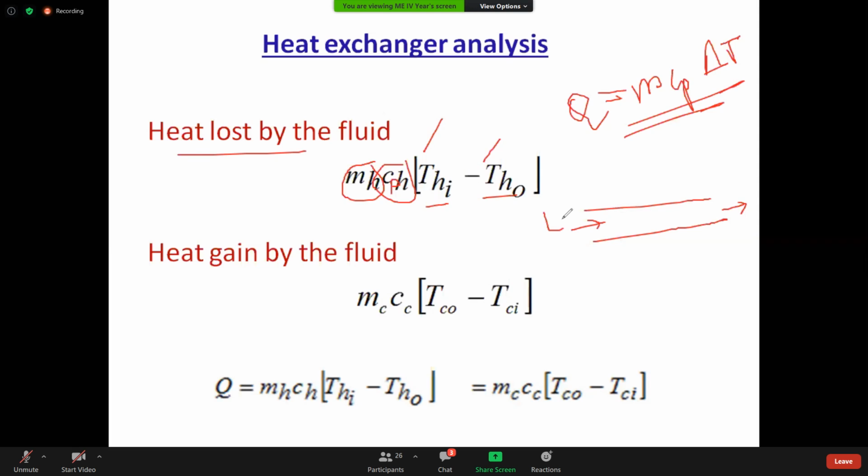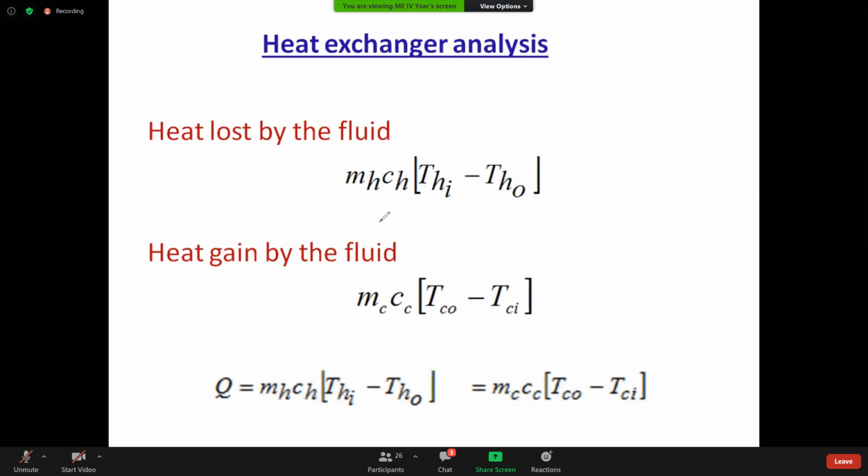This is THI, this is TH0, right? దీనిపైన ఇంకొక ట్యూబ్ ఉంది, there is another tube here, that is TCI, cold fluid inlet temperature TC. So obviously TC0 will be more than TCI after absorbing the heat, right? So here the heat lost by the hot fluid can be calculated like this: mCp delta T, mH, right? mH CpH, TH minus TH0.